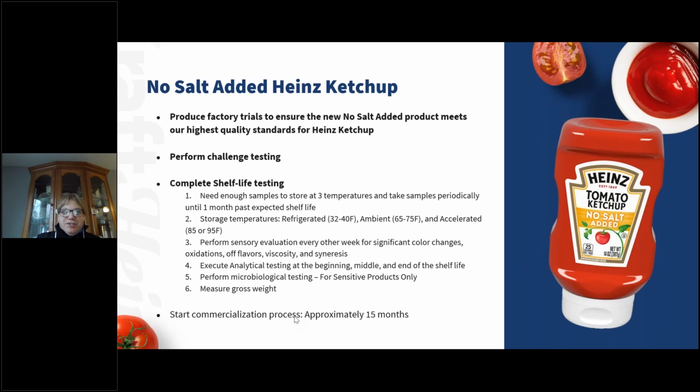We have to activate the SKU. We have to load the BOM, or the bill of material. Then we run production. And then we start shipping it to our product distribution centers.